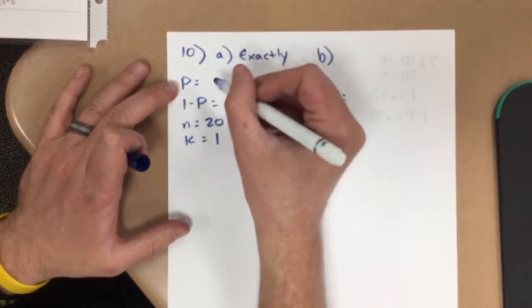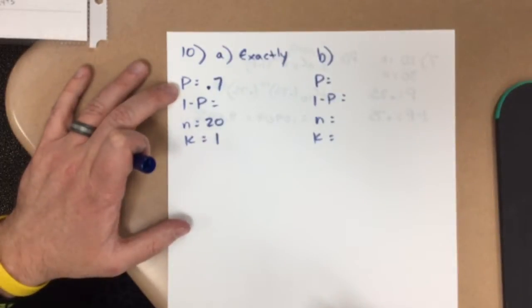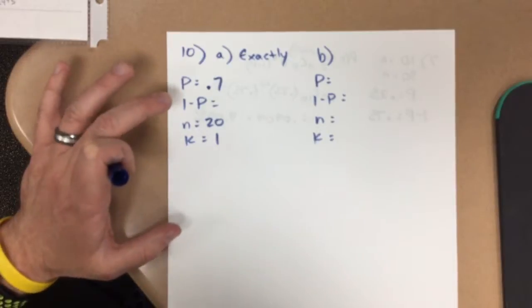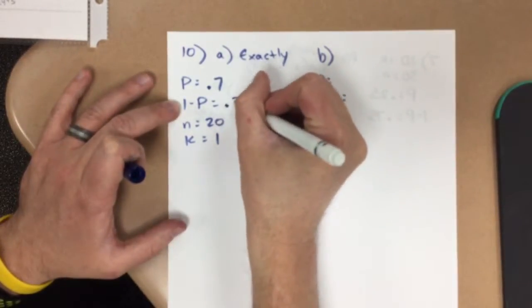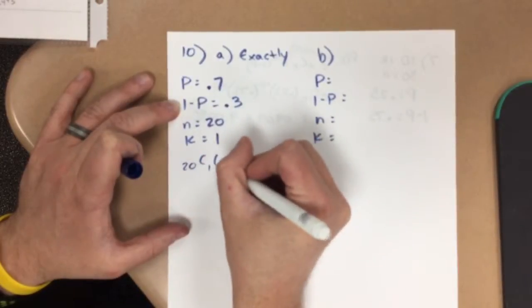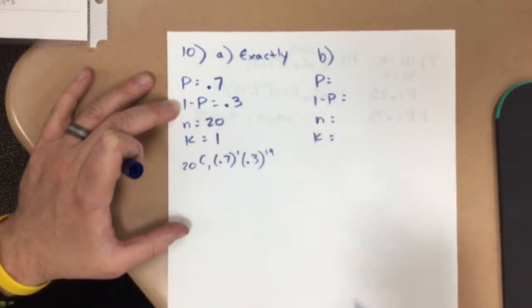No more, no less. The probability of that happening is going to be 0.7. Of any one of these people having a cat or dog is going to be 0.7. So 70% of U.S. households have either cat or dog. That means my probability of failure is 0.3. Plugging this in, it's going to be 20 C1 times 0.7 to the first power times 0.3 to the 19th power.